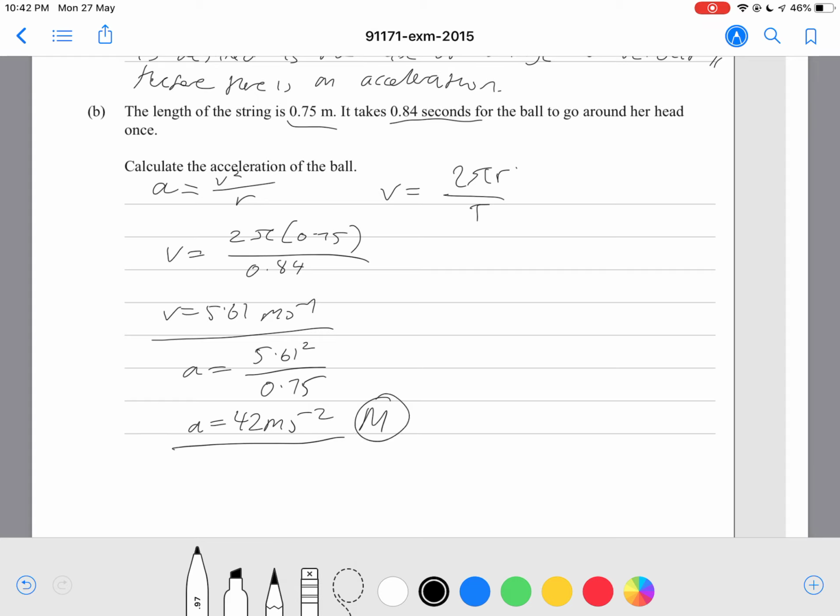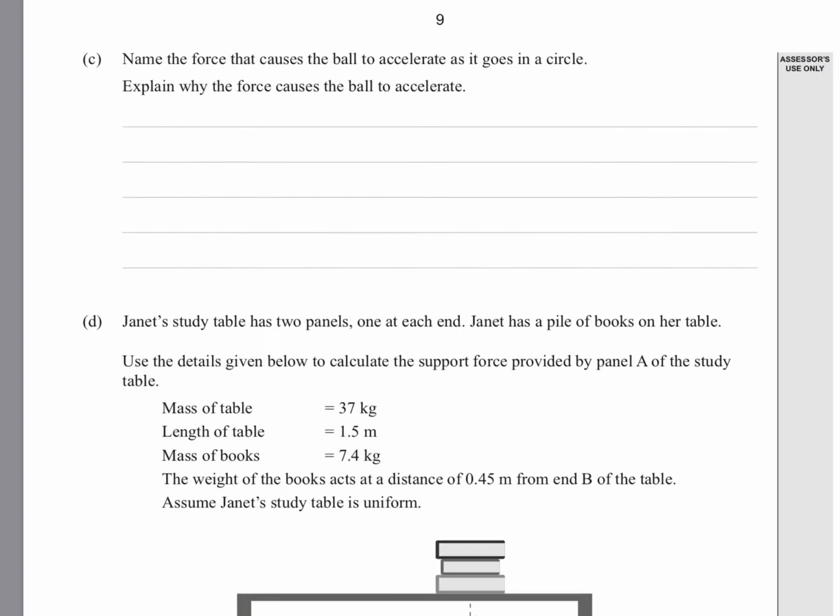And to get an achieved grade, you're looking at the correct answer for velocity. So velocity equals 5.61 meters per second, or a minor mistake, okay? So basically getting up to v equals 5.61 meters per second, you'll get an achieved. Alright, moving on.